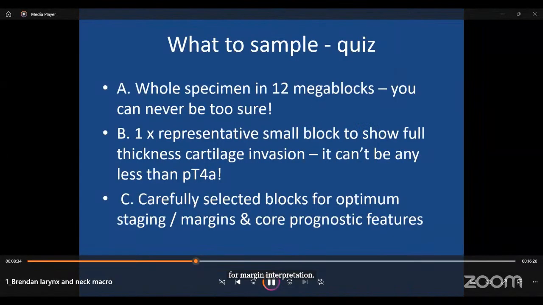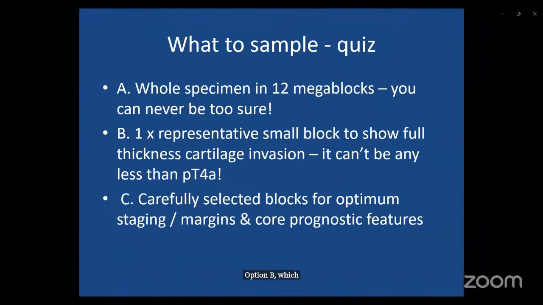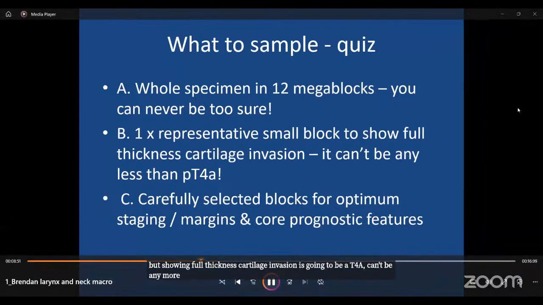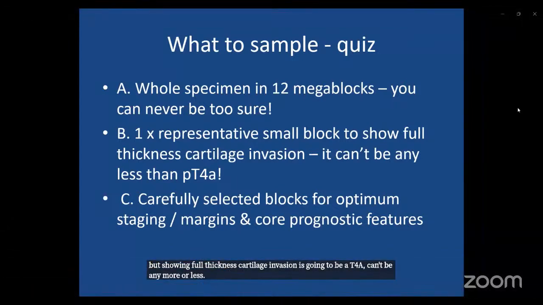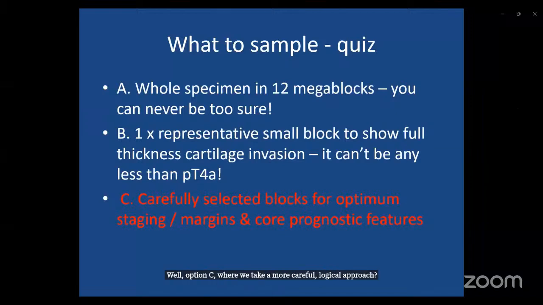So what do we sample here? Well, do we take option A where we put the whole thing in 12 megablocks? You can never be too sure. Option B, which is a far more conservative approach, taking just one small block but showing full thickness cartilage invasion. It's going to be a T4A, can't be any more than or less. Or is it option C, where we take a more careful logical approach? The answer is C.